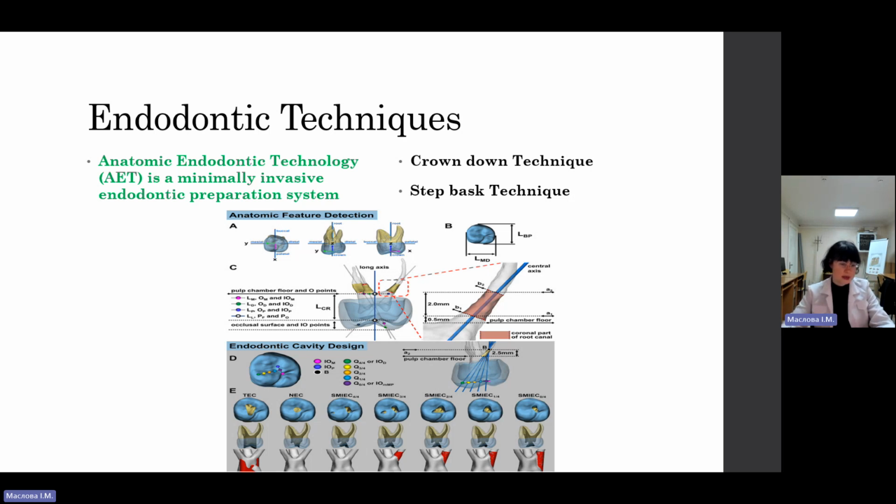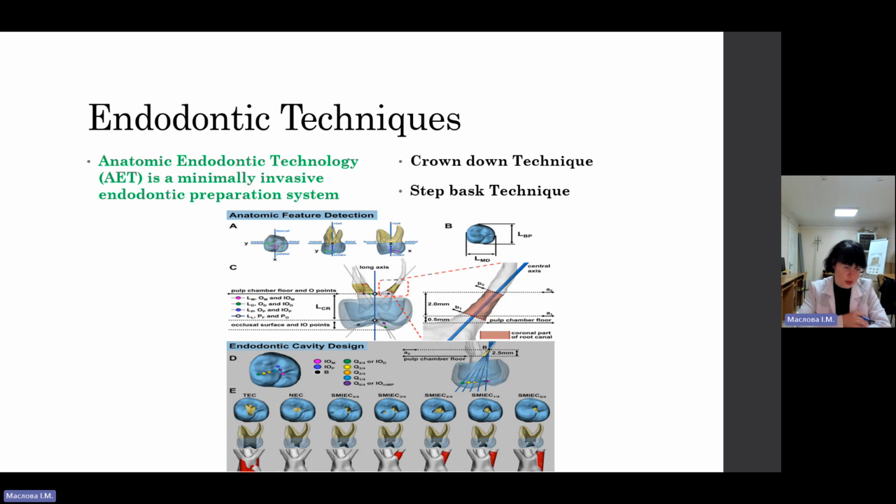It is the anatomic endodontic technology, AET. AET is a minimally invasive endodontic preparation system. The other two are the crown-down technique and the step-back technique. These last two techniques are the standard or classical endodontic techniques. The AET technique is a modern or contemporary technique of root canal preparation.